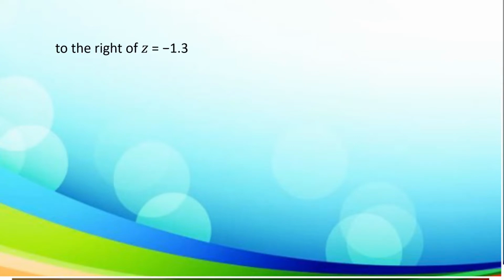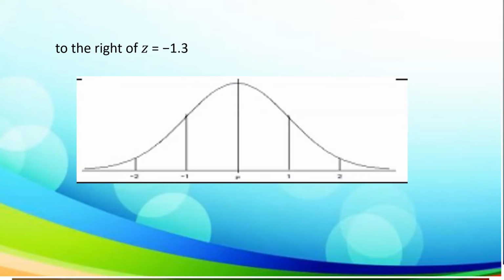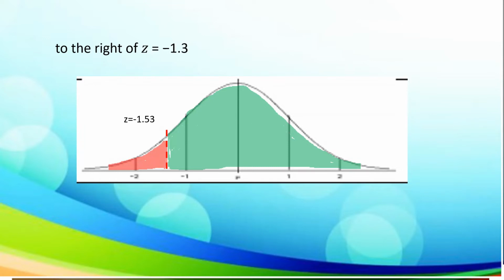Now, let us try this one. To the right of z equals -1.3. Again, let us use the standard normal curve and locate -1.3. After locating -1.3, let us again analyze the given problem. It says right of -1.3. Therefore, we are referring to this region. This region will now be colored green. And the remaining part will be red.